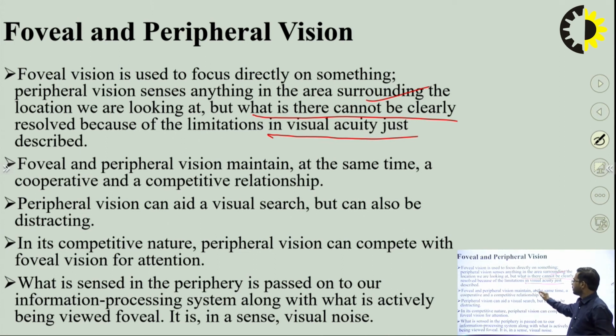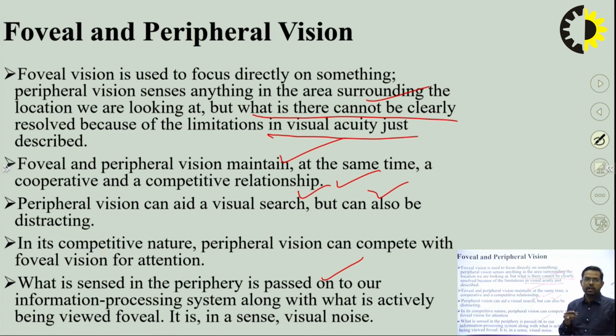Foveal and peripheral vision are maintained at the same time, with a cooperative and a competitive relationship. Peripheral vision can aid visual search, but it can also be distracting. In its competitive nature, peripheral vision can compete with foveal vision for attention, and what is sensed in the periphery is passed on to our information processing system along with what is actively being viewed foveally.